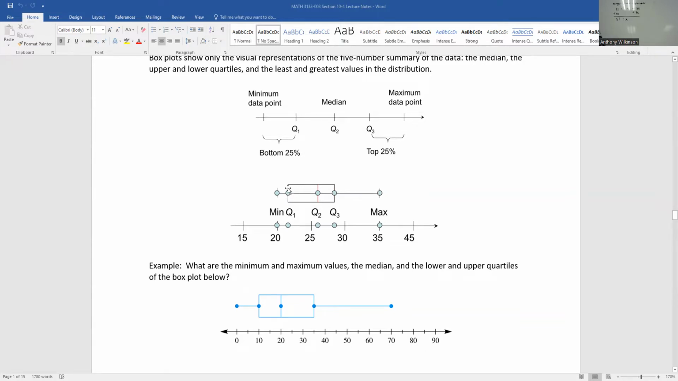Okay. Now, what they did was they drew a box from Q1 to Q3, and the red bar that you see here represents the median. And then they have whiskers from Q1 to the minimum, and another one from Q3 up to the maximum. So that's how we create the box plot from there, from that data set.